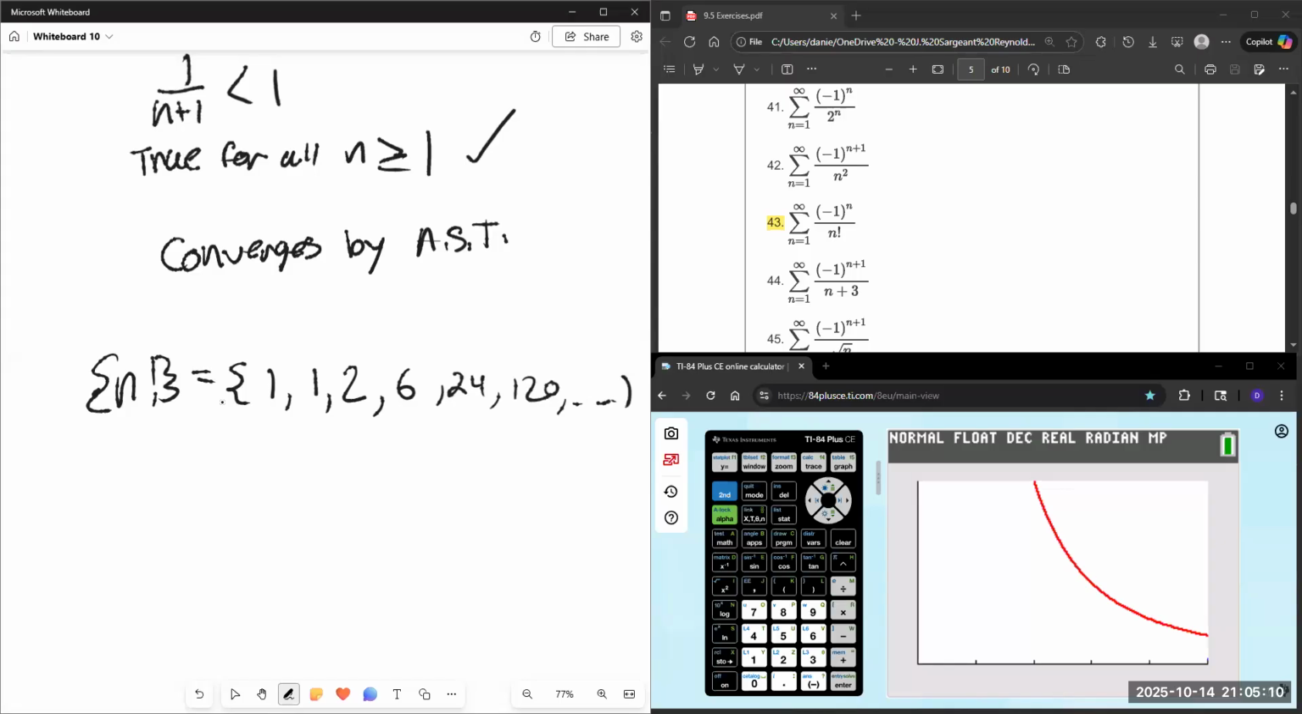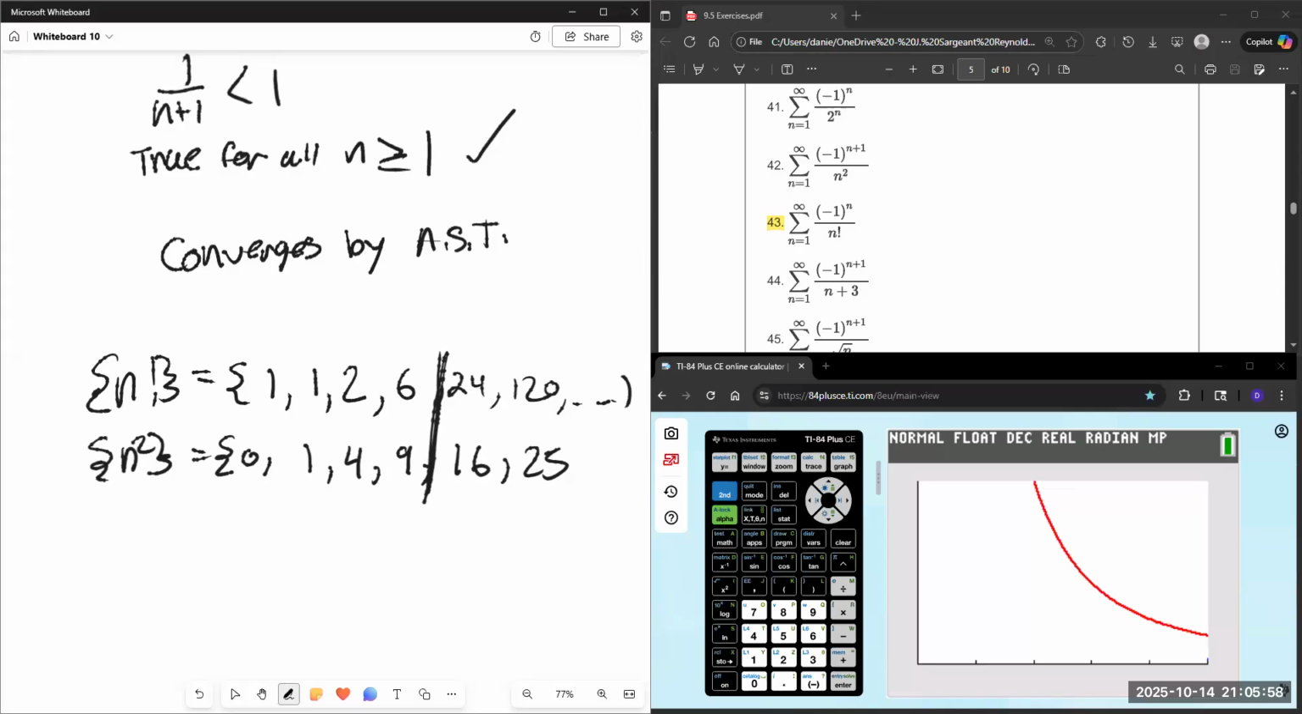So 1 over n factorial. If I look at my n squareds, this is 0, 1, 4, 9, 16, 25, and you notice that at this point right here, I'm sorry, at this point right here, n factorial gets bigger than n squared, and it's going to stay bigger.